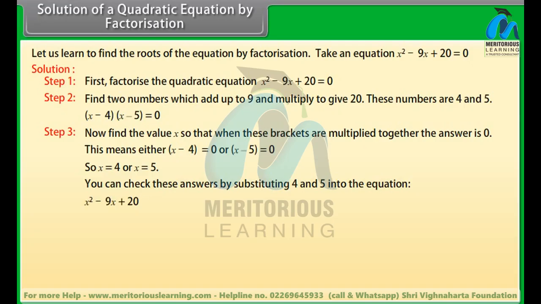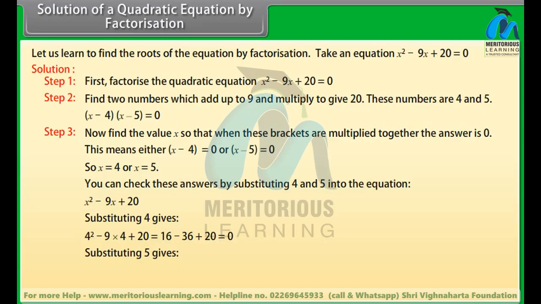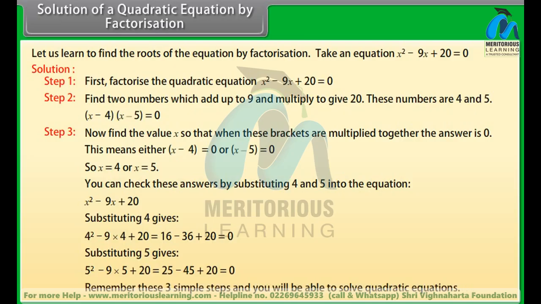x square minus 9x plus 20. Substituting 4 gives 4 square minus 9 into 4 plus 20 is equal to 16 minus 36 plus 20 equals 0. Substituting 5 gives 5 square minus 9 into 5 plus 20 is equal to 25 minus 45 plus 20 equals 0. Remember these three simple steps and you will be able to solve quadratic equations.